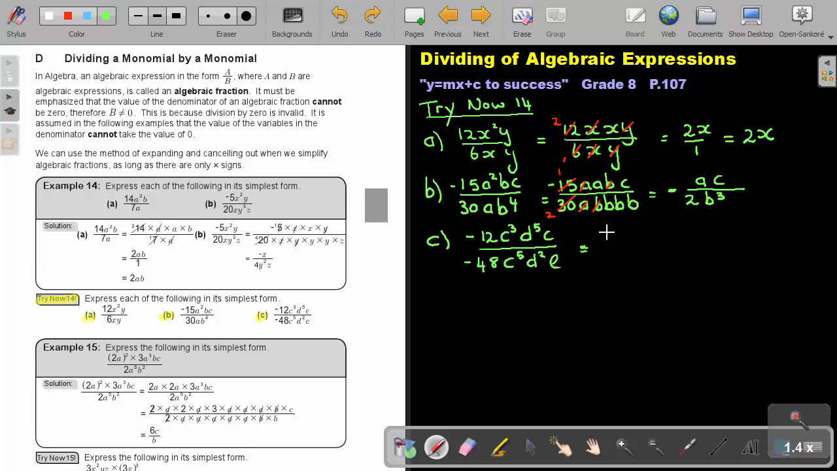Okay, let's write it out. So it's negative 12. 1, 2, 3. How many D's? 1, 2, 3, 4, 5 C's. And it's negative 48. C, it's 1, 2, 3, 4, 5. D's is 1, 2, and E's. Okay, now let's see what cancels out.